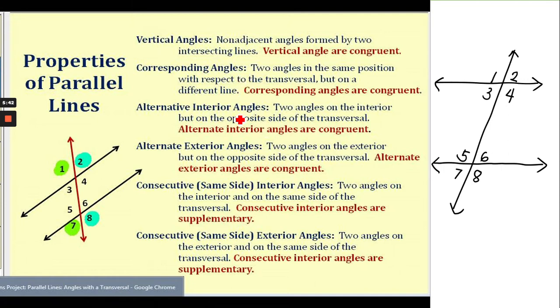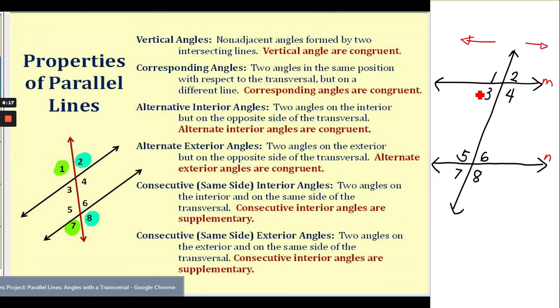Let's have corresponding angles. Corresponding angles are two angles in the same position with respect to the transversal, but on a different line. Okay, so we have here line M and line N. When you say corresponding angles, they should not be on the same line, but they are on the same side of the transversal. Okay, so we have here the left side and the right side. When you say corresponding angles, one should be at the exterior and the other one should be at the interior.